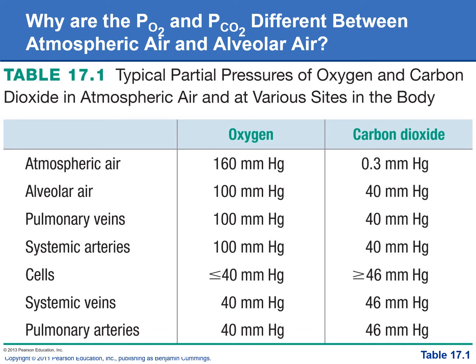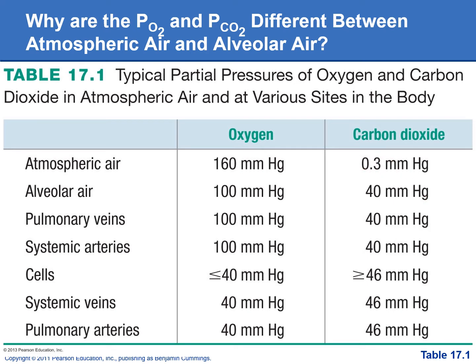What I want you to notice about this table is there's a difference between the atmospheric air and the alveolar air as far as the partial pressure of oxygen and the partial pressure of carbon dioxide. So what you're breathing in ends up not being the same as what ends up in the alveolus. There's a couple of reasons for that. The first reason is that you are doing gas exchange in the alveolus. So oxygen is moving out of the alveoli into the blood, so that's going to make the oxygen levels lower. And then also carbon dioxide is moving from the blood into the alveolus, so that will make the carbon dioxide higher than the air that you're breathing in.